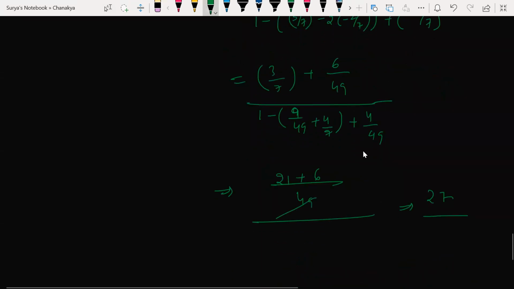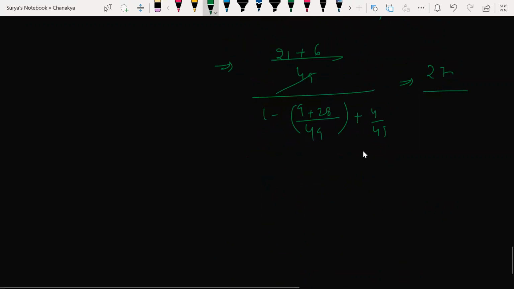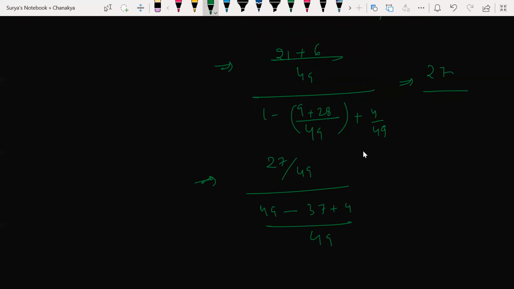So 1 minus, LCM is what here? 49. So 9 plus 7 4 28 plus 4 by 49. Again, what will happen? Don't cancel this yet. 27 by 49 divided by 49 is LCM. So 49 minus 28 plus 9 is 37. So 37 plus 4 by 49. So 53 minus 27, how much? 16.